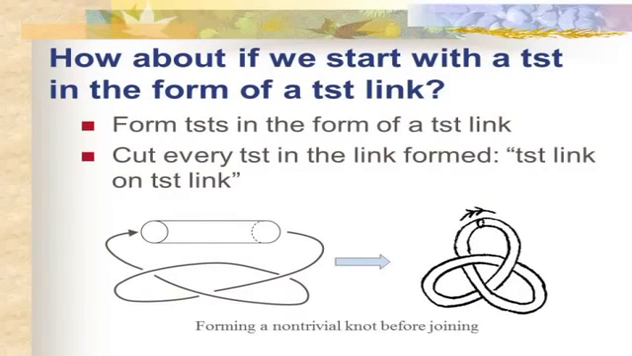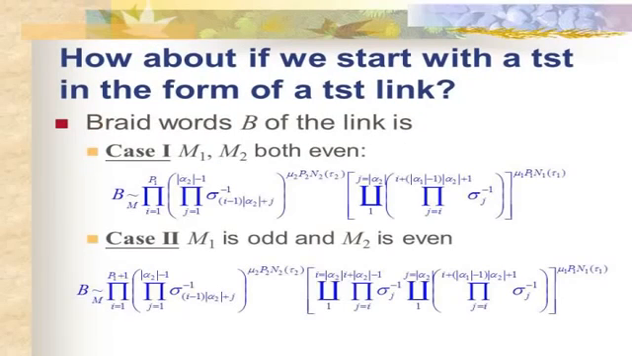So how about if we start with a link, a TST that may not be in the form of a trivial knot, but a TST link? Then, for example, if I have a TST, make it in a trefoil, and then cut it just like we cut any kind of TST just now, then we obtain a so-called TST link on a TST link. And for a TST link on a TST link, the results can also be expressed generally in terms of braid words, and these are the results.